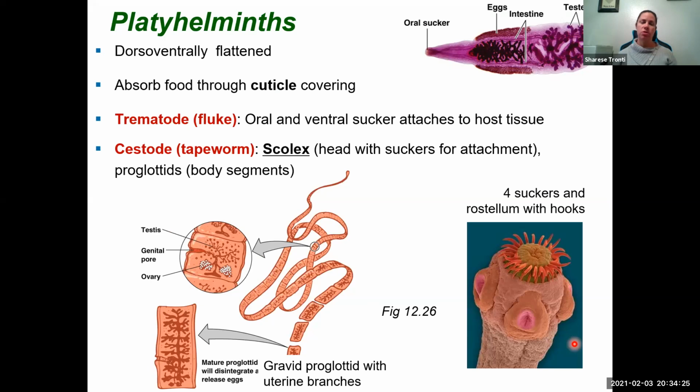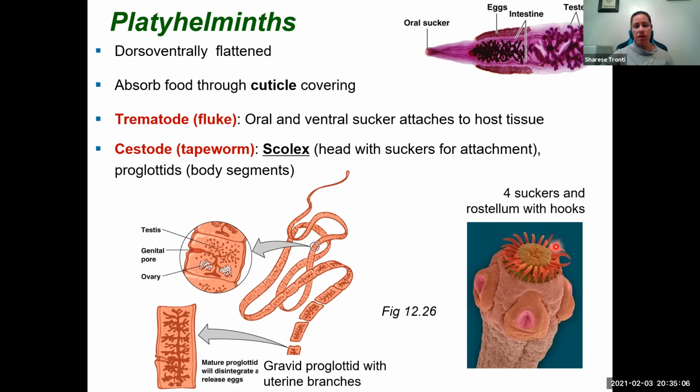All right, so platyhelminths. Remember, these are what they call flatworms, and they're called flatworms because they look flat. They're dorsoventrally flattened. Where their mouth would be is an oral sucker, which attaches to the intestinal tissue. They're not going to ingest food through their mouth. Rather, they're going to absorb it through the cuticle covering, so they just absorb it through their surface.